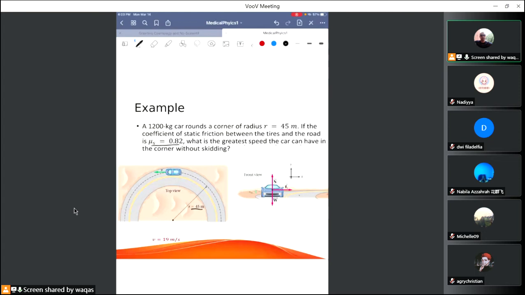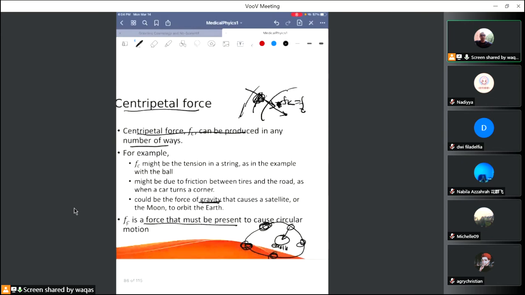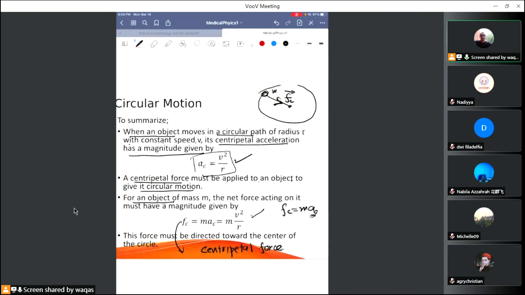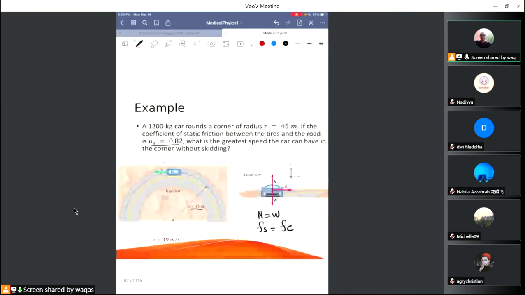Here you can see that normal is equal to weight, and Fs is equal to centripetal force. You know the formula of centripetal force: mv square over r. So you can put mv square over r. And Fs, you know what is the formula of static friction?